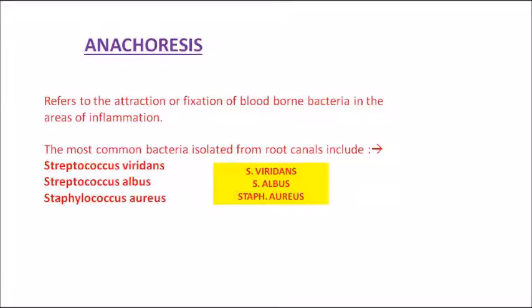The most common bacteria isolated from the root canals: whenever you isolate bacteria from the root canal, what you can expect is Streptococcus viridans, Streptococcus albus and Staphylococcus aureus. These are the 3 most commonly isolated bacteria from the root canals. So anachoresis means the attraction or fixation of blood-borne bacteria in the areas of inflammation. These are very important from the point of view of MCQs.